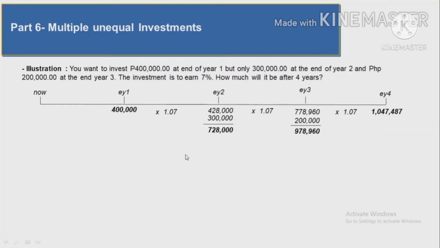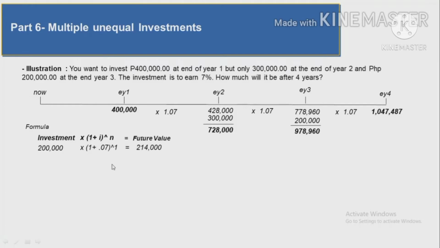Unfortunately, there is no shortcut. Each of your investment payments, 400, 300, and 200, will be treated separately. So the formula is investment times (1 plus i) raised to the power of n in order to get the future value. So let's start with the recent one. The latest payment that you're going to make is 200,000. It will be multiplied with 1 plus 0.07 raised to the power of positive 1, which will equal 214,000.